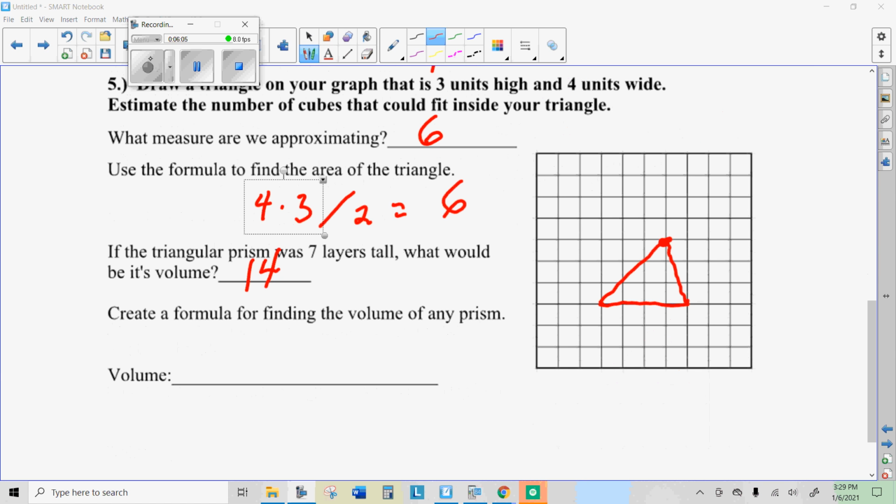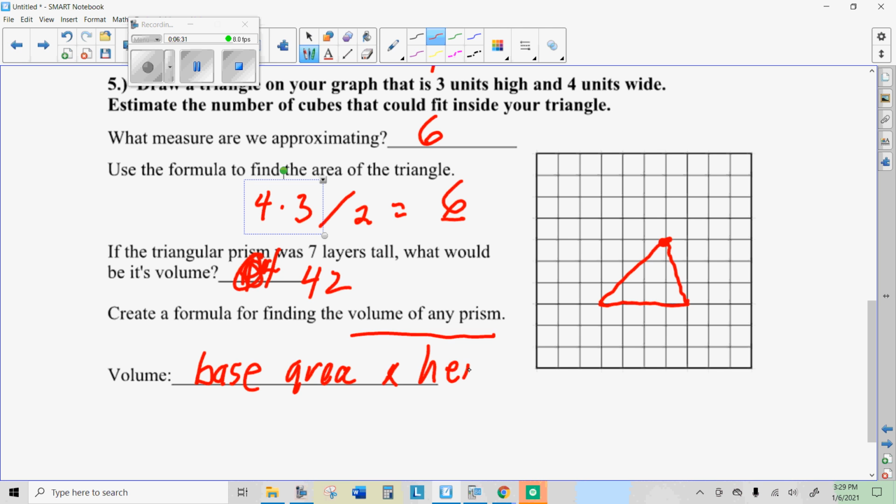So to find the volume of any prism, we're going to do it by layers. We're going to take the base layer, which is the area of the base. Oops, sorry, I did this wrong. 7 layers tall. So we would take this 6 times 7, which is 42. So base area times its height.